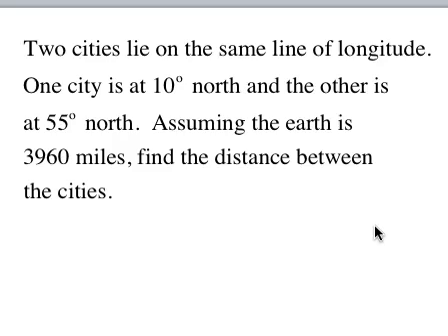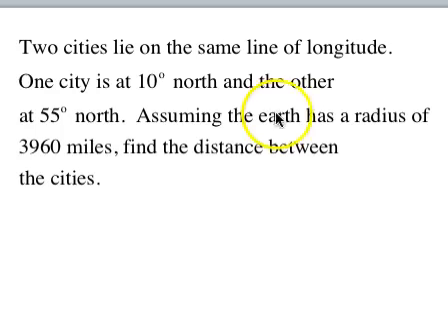Our next question says 2 cities lie on the same line of longitude. So in other words, one is directly north of the other. One city is at 10 degrees north and the other is at 55 degrees north. Assuming the Earth has a radius of 3960 miles, find the distance between the cities.